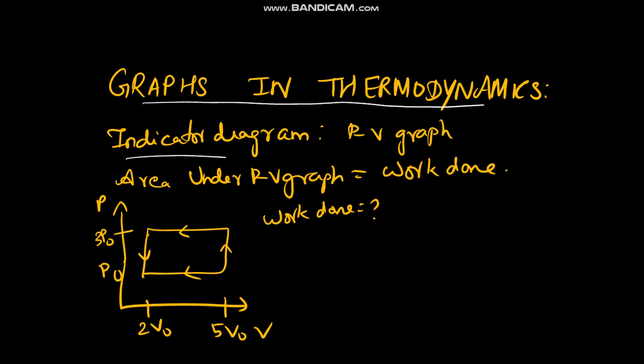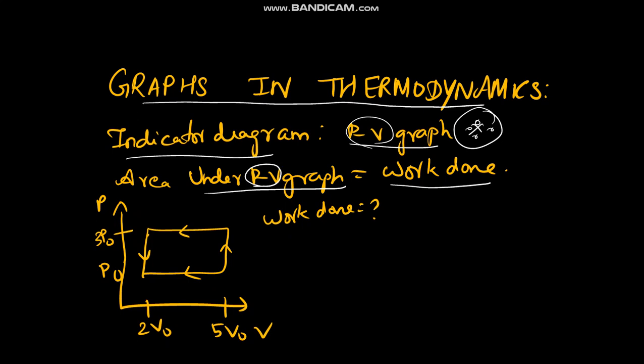Okay, an indicator diagram is a PV graph. This you must remember. If they ask which is an indicator diagram, that is a PV graph. Then the area under the PV graph is the work done. So the area under the PV graph is the work done.